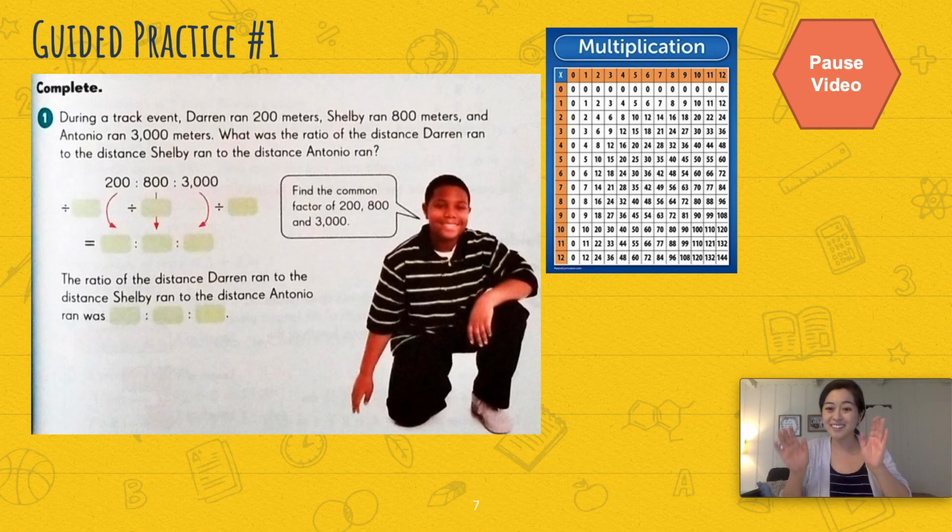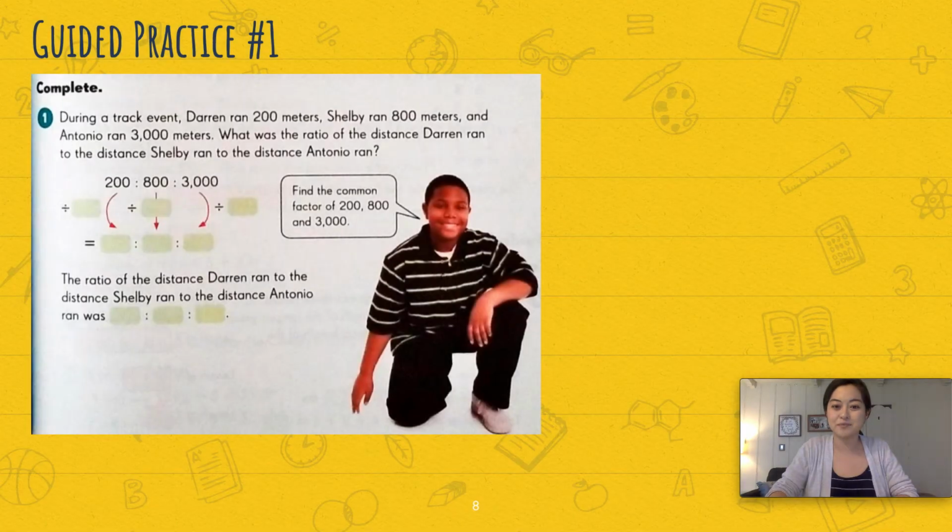Hi, welcome back. Let's check our answers together. Let's look at guided practice number 1. It says, during a track event, Darren ran 200 meters, Shelby ran 800 meters, and Antonio ran 300 meters. What was the ratio of the distance Darren ran to the distance Shelby ran to the distance Antonio ran?